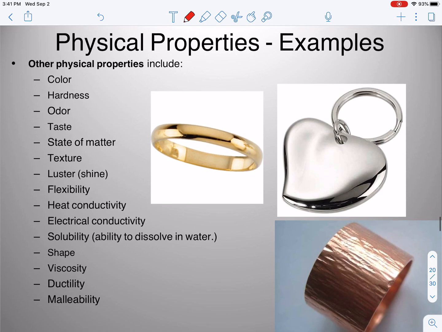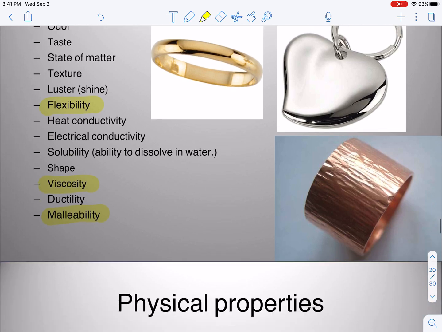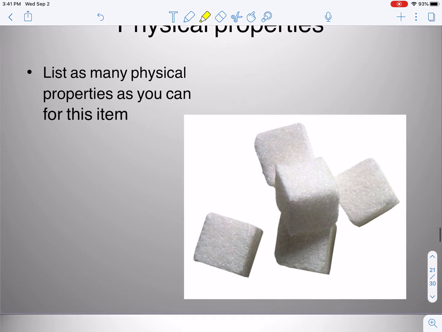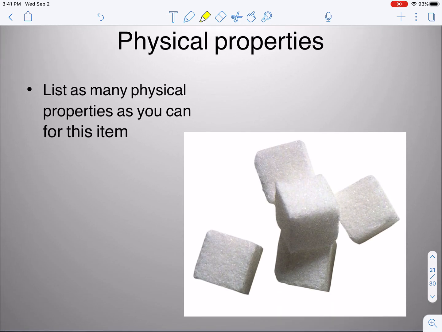I give some other examples of physical properties here that I'll let you read. Color, hardness, flexibility, viscosity, malleability, if you can mold it into shapes like these various rings and this copper pipe here. Moving along. Please list a couple, at least 2 physical properties of this substance.